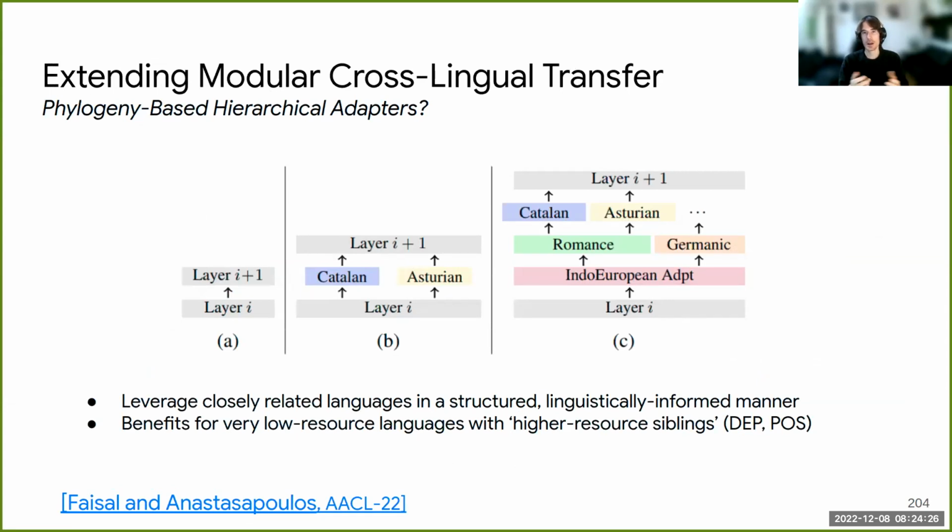Okay. So we can extend modular cross-lingual transfer even more. People were quite creative in how they designed those adapters. Again, to boost positive transfer across closely related languages, we can even learn those modules not at the level of single languages, but at the level of linguistically informed groups, like phylogeny-based hierarchical adapters, where we can learn an adapter for Romance languages, an adapter for Germanic languages.